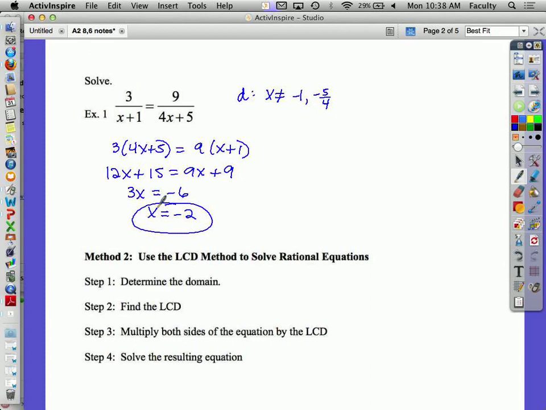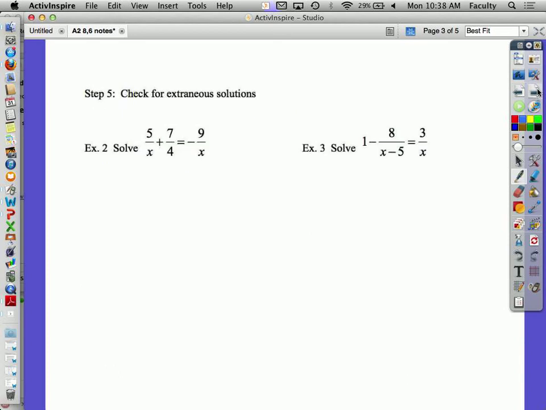All right, method 2. What if it's not a proportion? Step 1, determine the domain. Again, factor each denominator if you need to. Find the LCD. Now you have to have factored the denominators first. Find the LCD, multiply both sides of the equation by the LCD, solve the resulting equation, and check for extraneous solutions. So it's very, very similar.